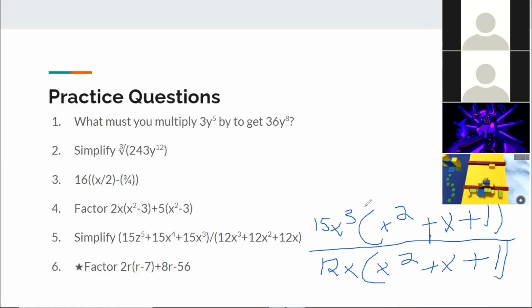Okay, so now you know you can cancel these two factors out. And then as for this, you can cancel an x from both of these, so it becomes x squared here. And you can cancel a 3 from both of these, so it becomes 5 here and 4 here. So basically, it just becomes 5x squared over 4. So that's our answer.